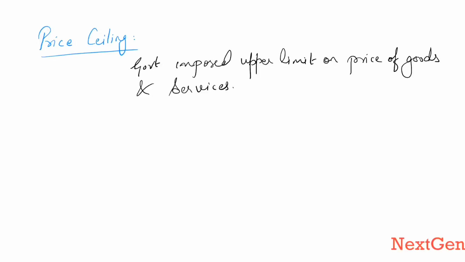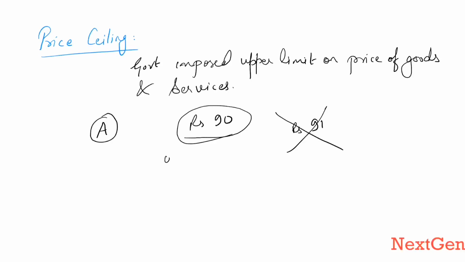Suppose the price ceiling or upper limit for a particular commodity A set by government is 90 rupees, then be it any firm or any seller, they cannot sell that item above 90 rupees. That is, they cannot sell the item for 91 rupees. They must sell it at 90 rupees or below. This is the concept of price ceiling.